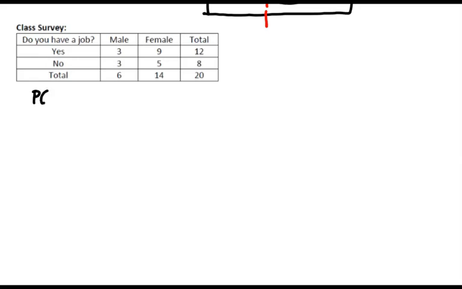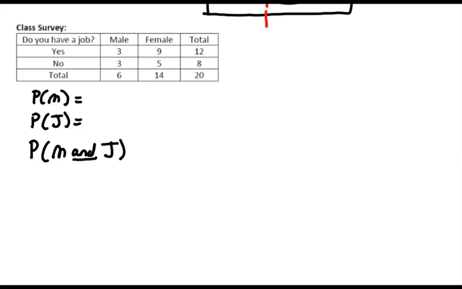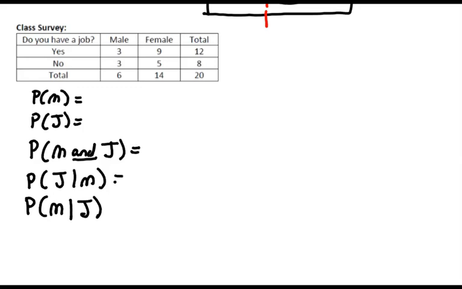So what's the probability that a randomly selected student is a male? What's the probability that a randomly selected student has a job? What's the probability that a randomly selected student is male and has a job? We're just talking about one student, not picking a male and then picking someone who has a job, but just a student that has both characteristics. What's the probability that a student has a job given that they are male? What's the probability that a student is male given that they have a job? So all of these are done just a little bit differently.